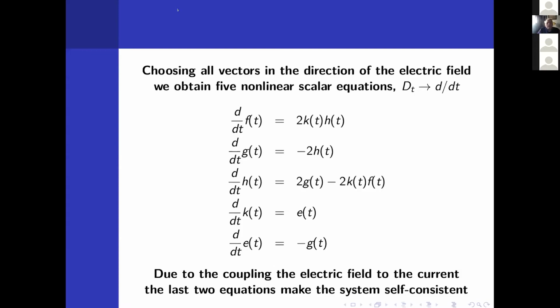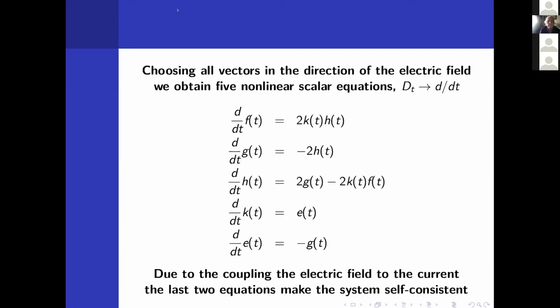K is like the potential because it contains the potential, and the derivative of K is the electric field, but the derivative of the electric field, which is a very simple form of Maxwell equations, there is no B, so the only term in Maxwell equations is the time derivative of the electric field, and this is the current. So this system is self-consistent.